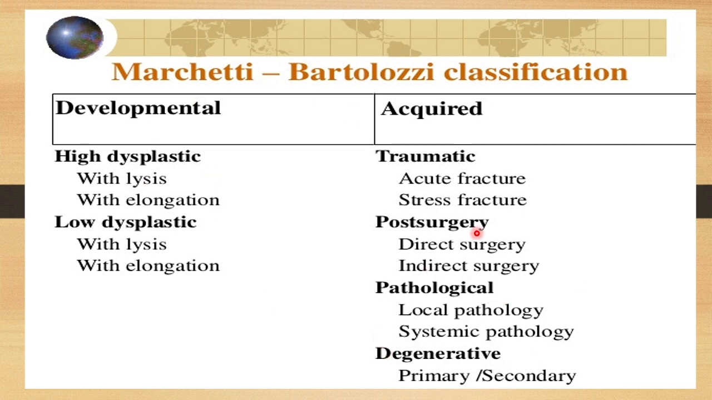And coming to the acquired type, that includes your subtypes: traumatic, post-surgery, pathological, and degenerative. These all are based on the etiology or the cause. So traumatic may be because of an acute fracture or stress fracture, post-surgery because of direct surgery or indirect surgery, and pathological, the cause may be local pathological conditions or systemic pathological conditions, and degenerative may be because of primary or secondary causes. So these are the Marchetti and Bartolozzi classification based on the etiology.